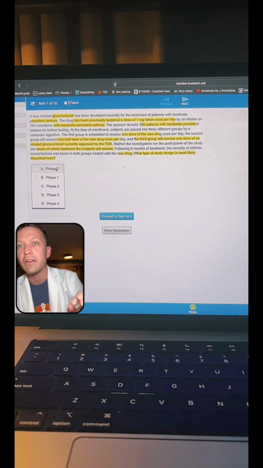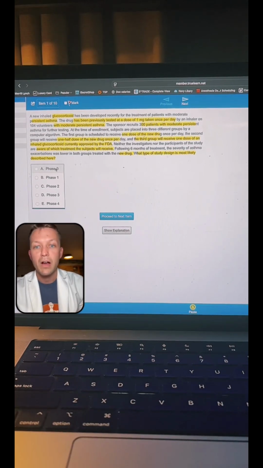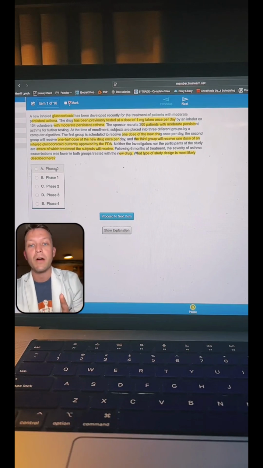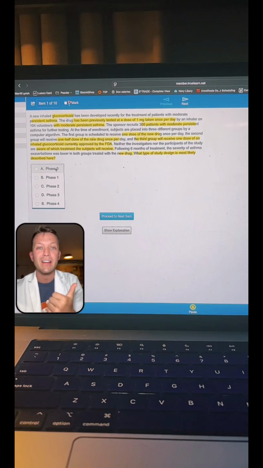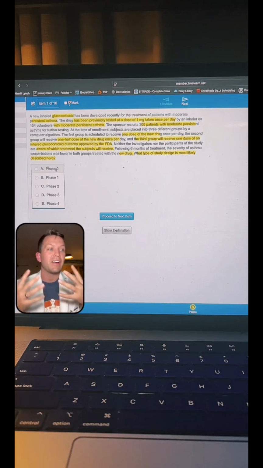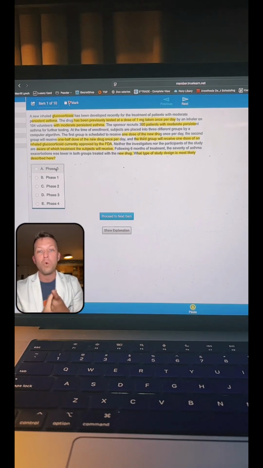So phase 0, phase 1, phase 2, phase 3, phase 4. So let's talk about real quick what these phases mean. Phase 0 is going to be a pilot study where we have a new drug that we're just experimenting with. It's kind of in the lab. Phase 1 is where you're going to enroll healthy volunteers in a formal study to evaluate its effectiveness on healthy volunteers. Phase 2 is where you're going to enroll a larger number of healthy volunteers.